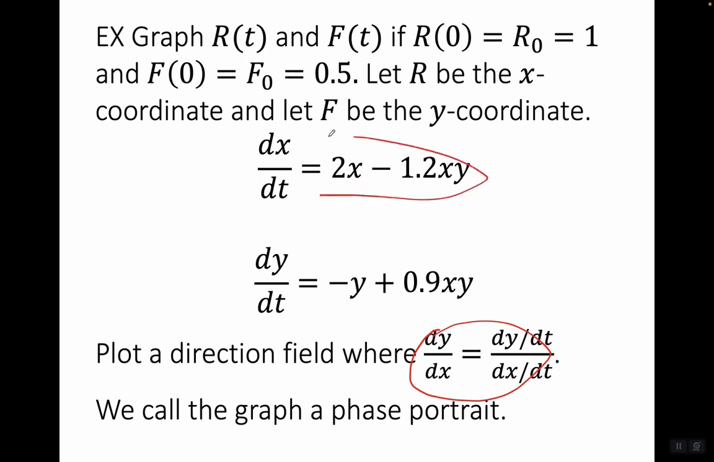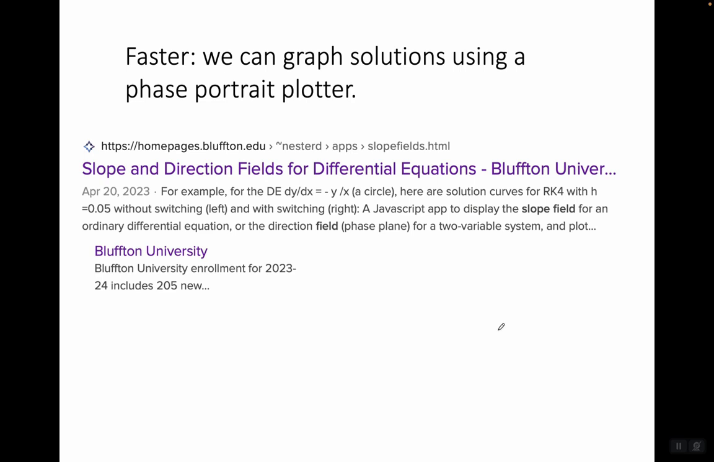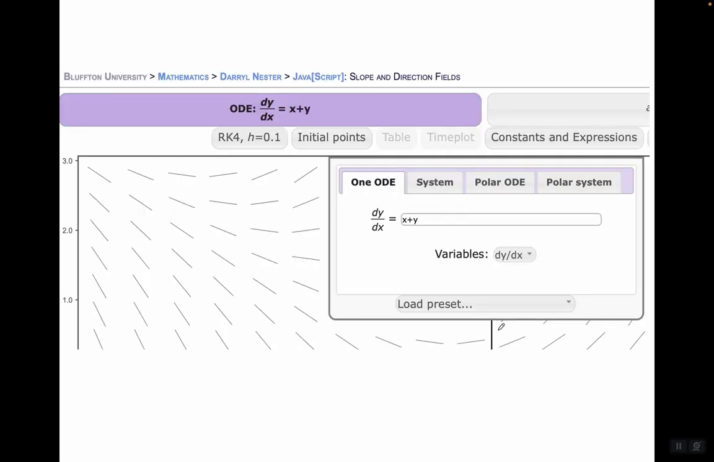Plug in different values of y and x into here, and then you calculate dy/dx, and you plot a little line segment at that point with that slope. Yes, you could do that by hand, but why bother? It would take forever. We call the resulting graph a phase portrait, especially if we graph solutions. What's faster is graphing solutions using a phase portrait plotter. Just enter phase portrait plotter into a search engine like Google, and you'll end up with something. I like this one out of Bluffton University, but there are lots of them online.